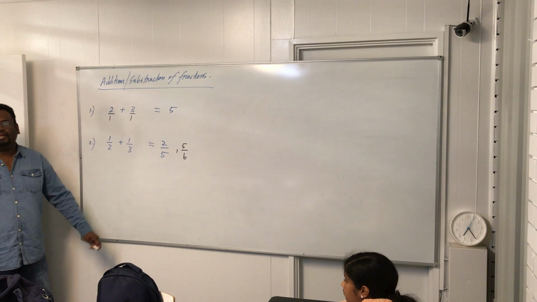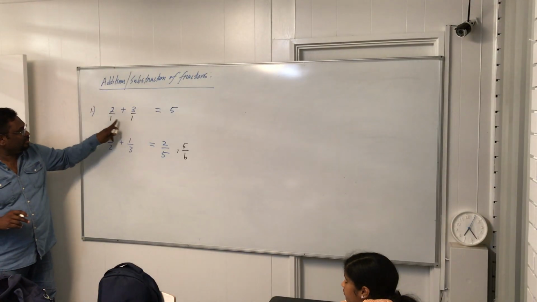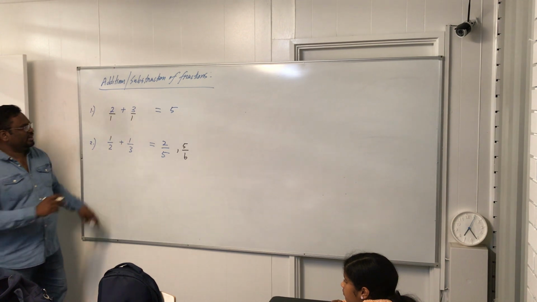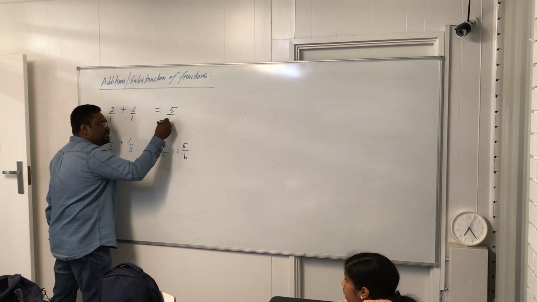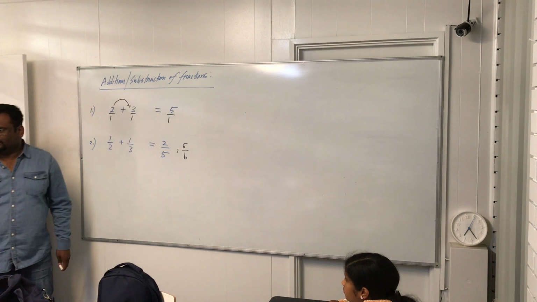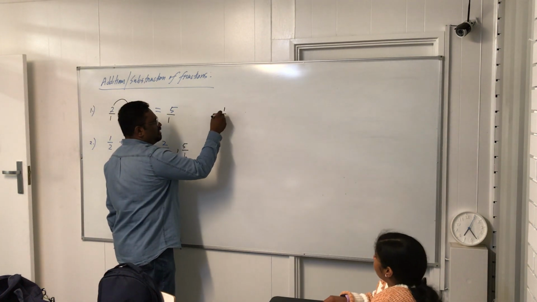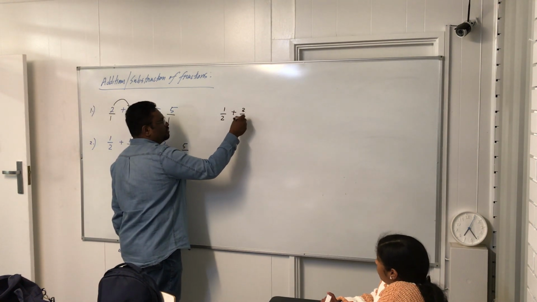Even my teachers, they didn't teach me that. If the denominators are the same, like 1 and 1, then you have the common denominator here. Then you can add these together blindly. Example: 1 divided by 2 plus 3 divided by 2. What is the answer?